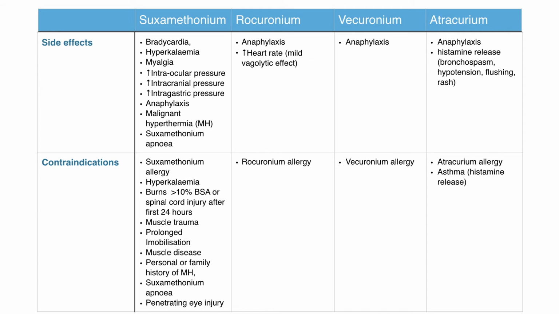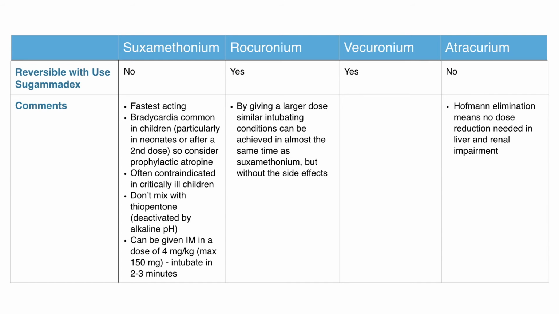With the other 3 non-depolarizing muscle relaxants, there's relatively few contraindications. Certainly an allergy to the specific drug, it should be avoided. And with atracurium, because it causes histamine release, it should be avoided in asthmatics because it can make bronchospasm worse. Looking at reversibility with Sugammadex, Suxamethonium and atracurium can't be reversed, but the aminosteroids can, rocuronium and vecuronium.